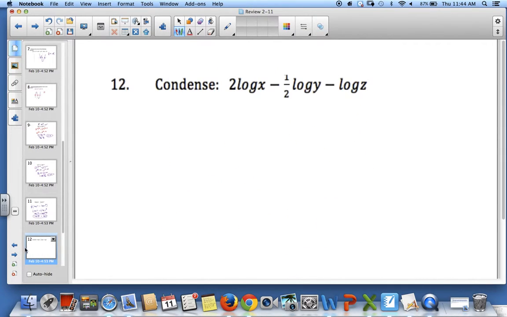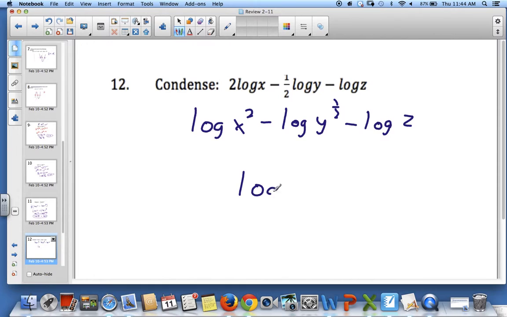Okay, the next one here, we're going to condense, which means to put them together. Before we do anything, we can't have any numbers in front of the logarithms other than a minus or a plus. So I'm going to get rid of this and change it to log of x to the 2nd power minus log of y to the 1/2 power minus log of z.